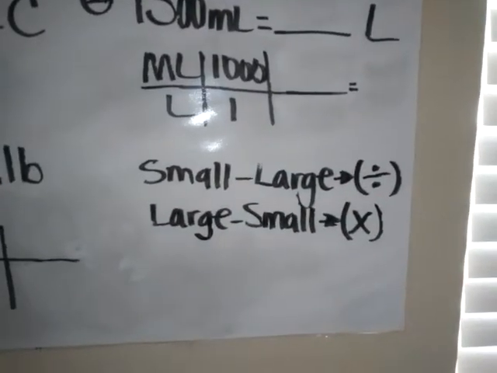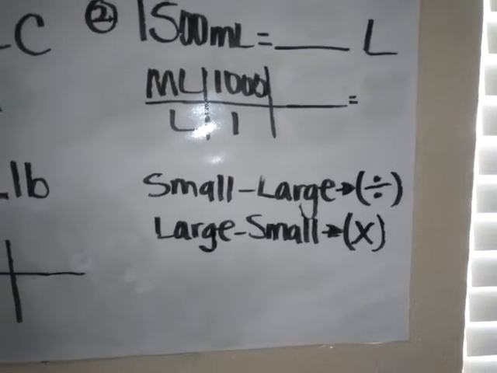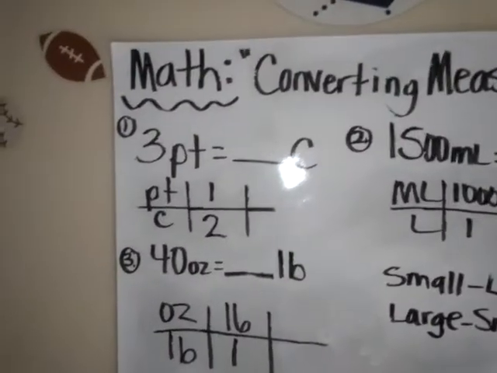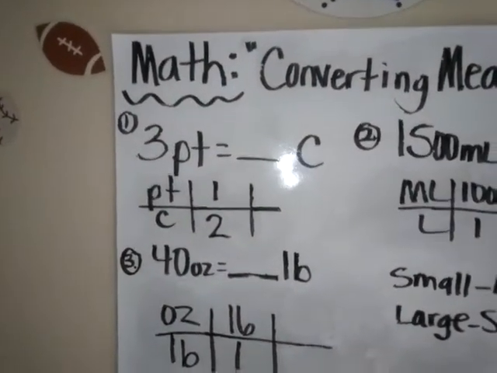From a small to large comparison, we will be dividing. From a large to small comparison, we will be multiplying. And it's very basic once you identify the conversion factor.